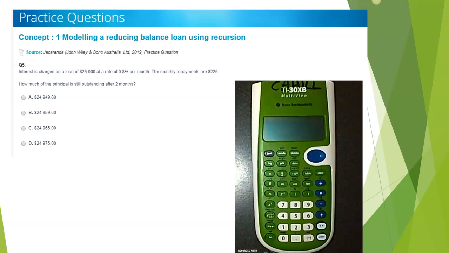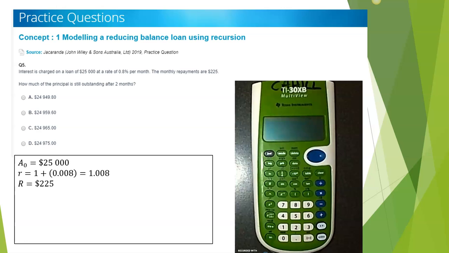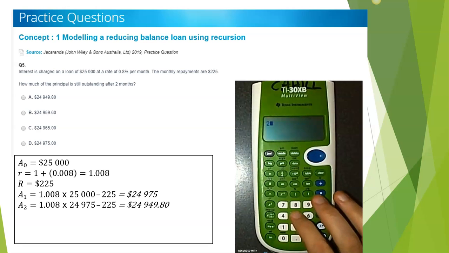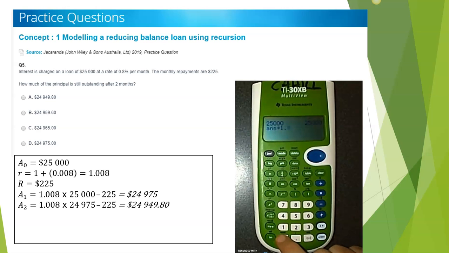Question 5. Interest is charged on a loan of $25,000 at the rate of 0.8% per month. Monthly repayments are $225. How much of the principal is still outstanding after 2 months? So we write our recurrence relation, 1 month, 2 months. We put in our 25,000, times by 1.008, take away our payment of $225, 1, 2. So our answer is $24,949.80, which is answer A.